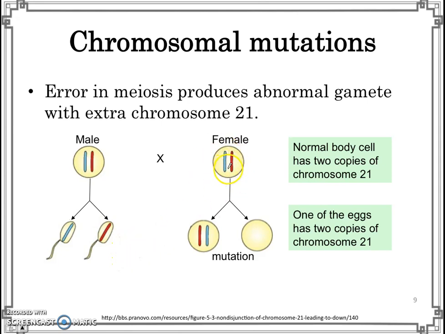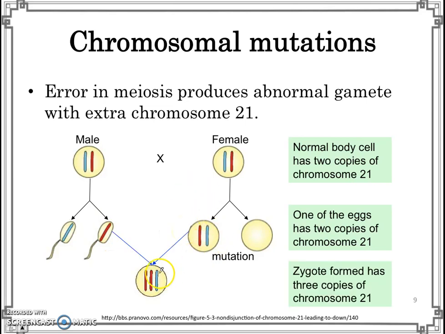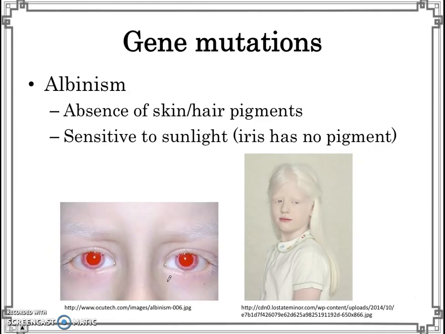However, in this female, the pair of homologous chromosomes 21 fails to separate. It fails to separate, and so it produces an egg with an extra copy of chromosome 21, 2 copies, while the other egg is empty, doesn't have chromosome 21. So then imagine if this normal sperm fuses with this abnormal egg, it will form a zygote with 3 copies of chromosome 21. So that's something like what happens during Down syndrome.